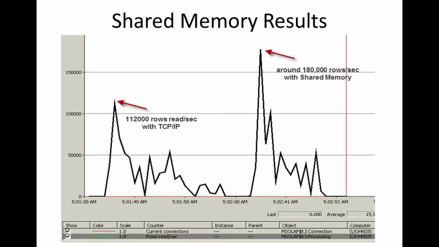If you want to see some results, these are some results based on some testing that was done for the guide, and I have seen very similar results in real life. About 112,000 rows read per second peak with TCP/IP, about 180,000 rows per second with shared memory. So keep in mind that's one thread. So as you're pulling multiple threads, that count and that differential is going to go up really exponentially. So just kind of keep that in mind as you're building out your environment.